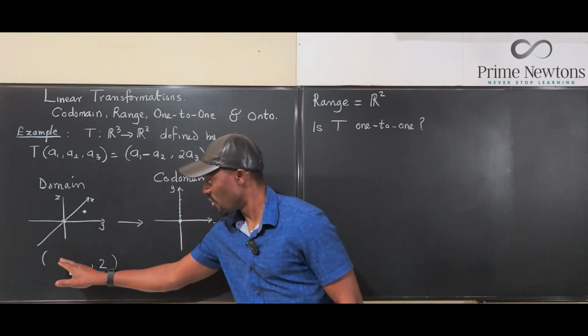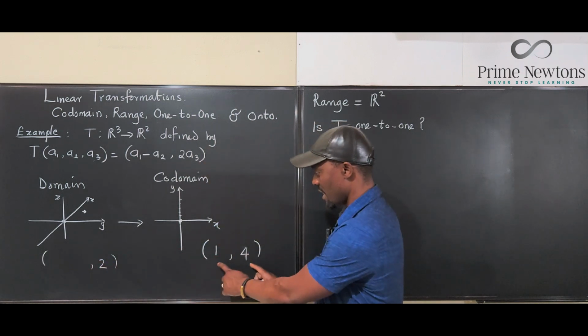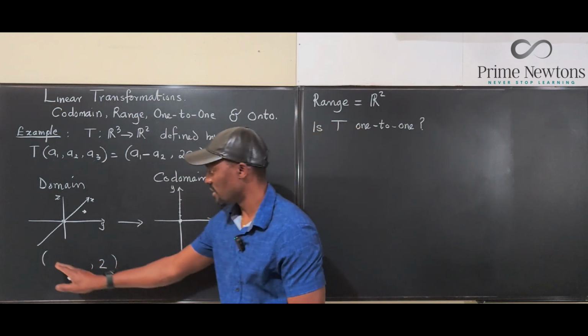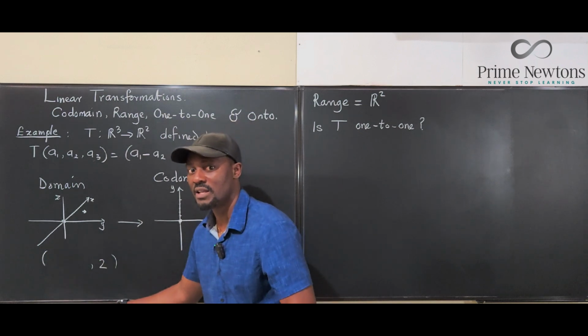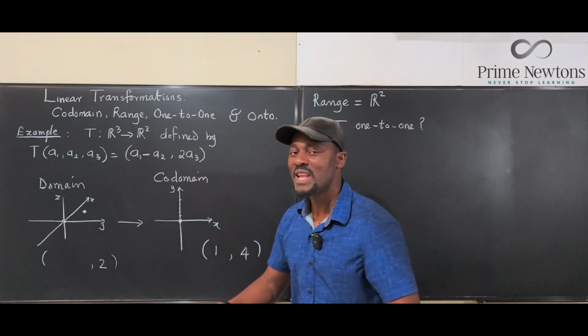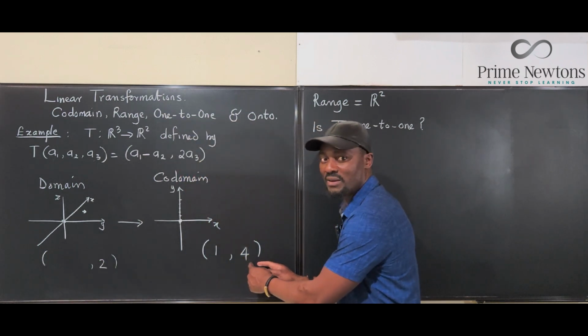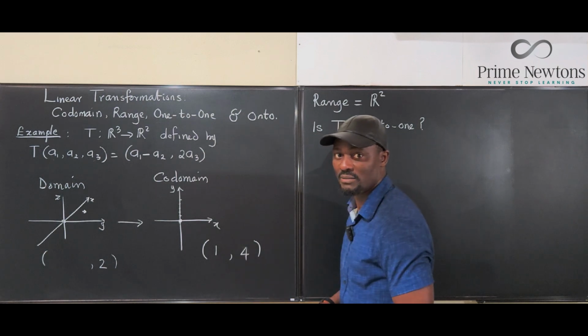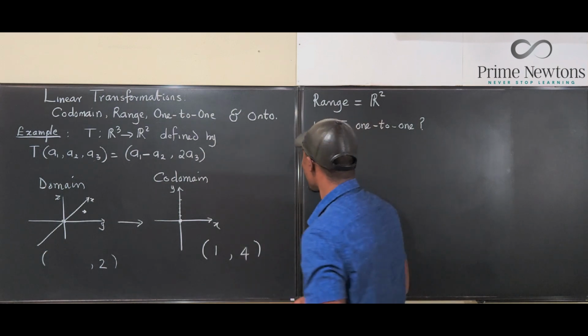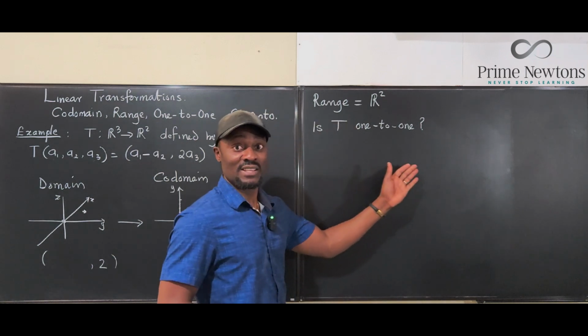Because it's 2 minus 1, 2 times 2. And that's what you're going to get. What if the child is 3, 2, 2? What if the child is 5, 4, 2? So there are many children that are coming to this mother, therefore it is not one-to-one. Okay? So it's easy, you just have to give an exception.